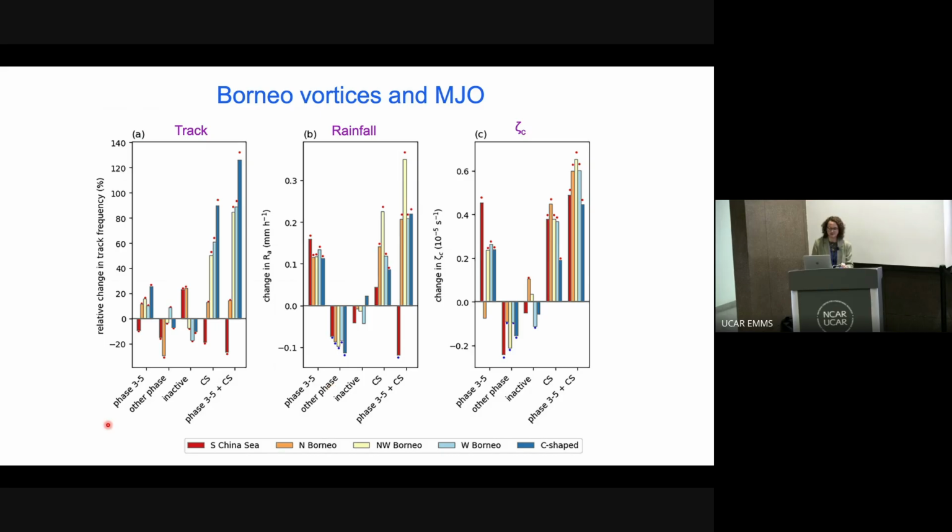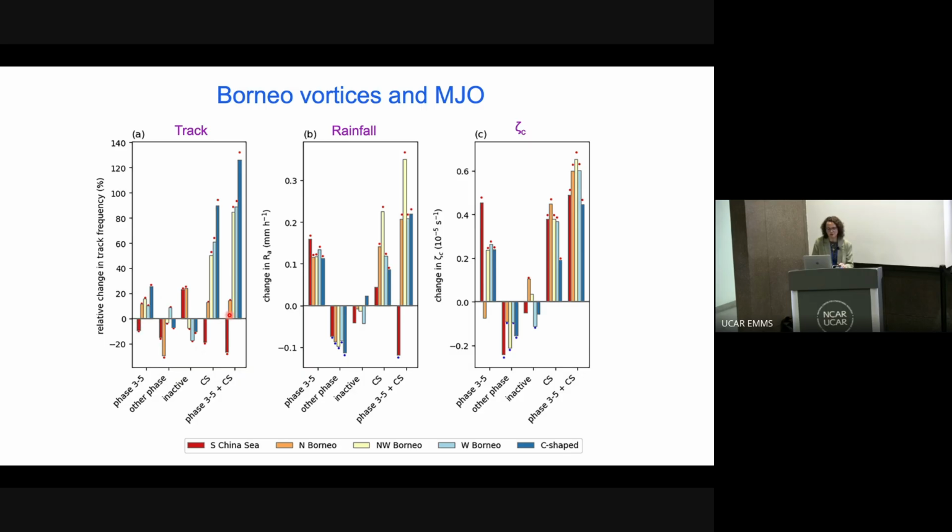And we binned them here: the active phases 3 and 4, the other active phases, and inactive phases. And just to make the comparison easier, you have the cold surges impact that we just saw, and we have the combined active phase of MJO and cold surges. What's most interesting maybe is, well, first of all, the impact of the active phase of the MJO is slightly positive, except for the South China Sea vortices.